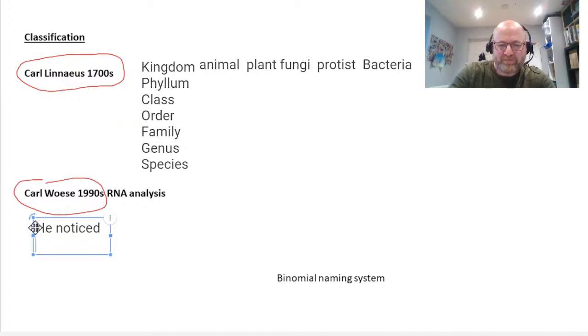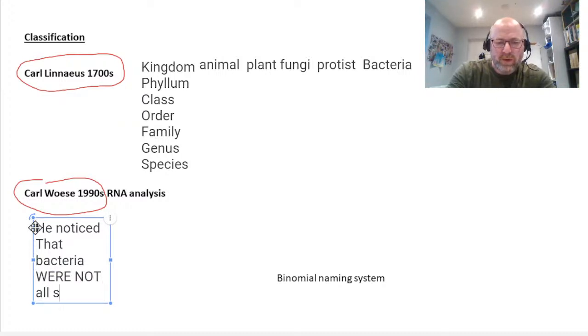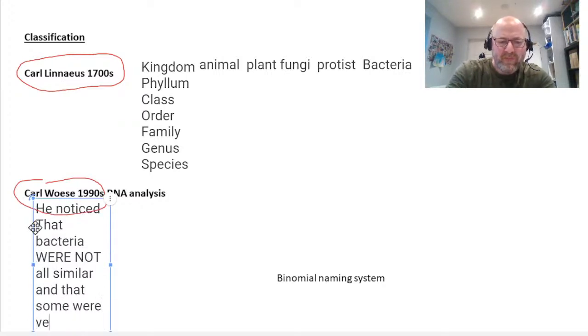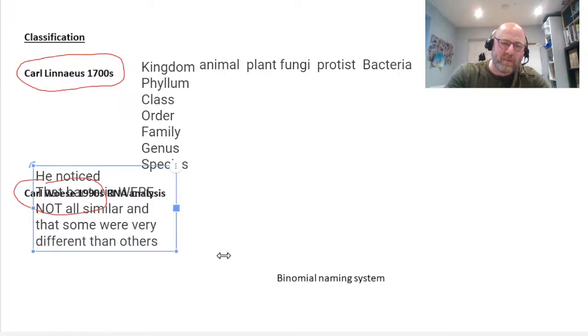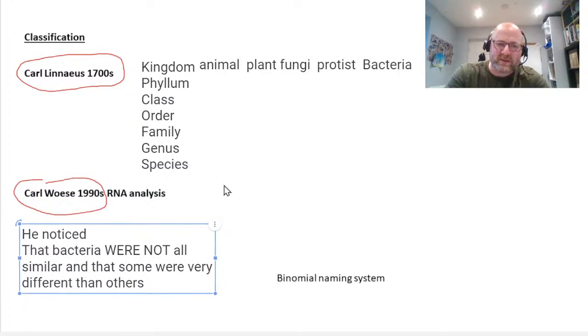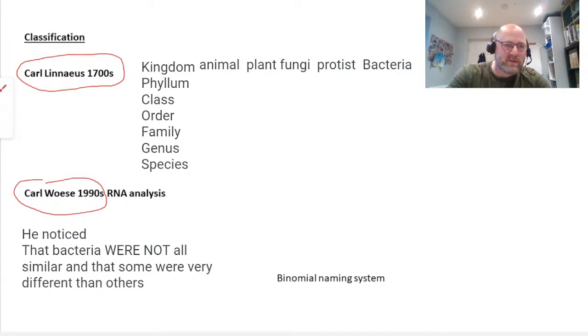he noticed that bacteria were not all similar, and that some were very different than others. So he threw a spanner in the works. He basically said, look, I've looked at the DNA of different bacteria. I mean, what a dude. That's what he decided to do with his life, but he's famous now. And he said, actually, bacteria, before you put them in a kingdom, there are 2 types of bacteria. Does anyone know the 2 types of bacteria?